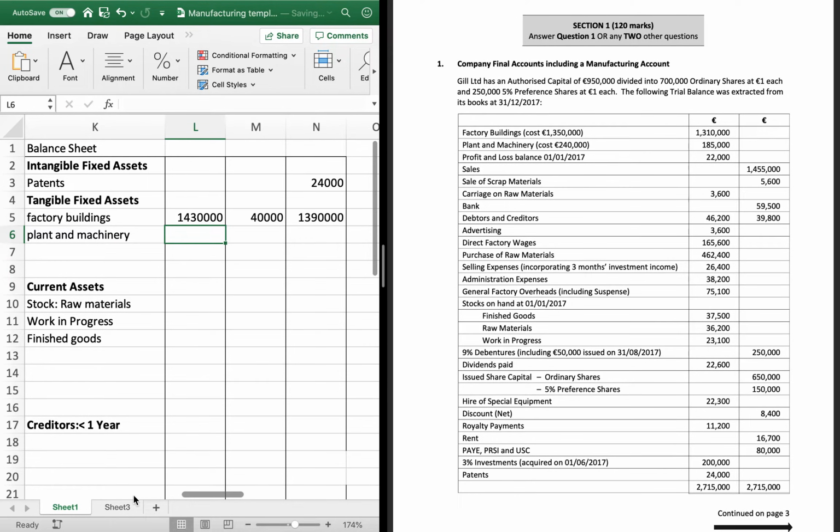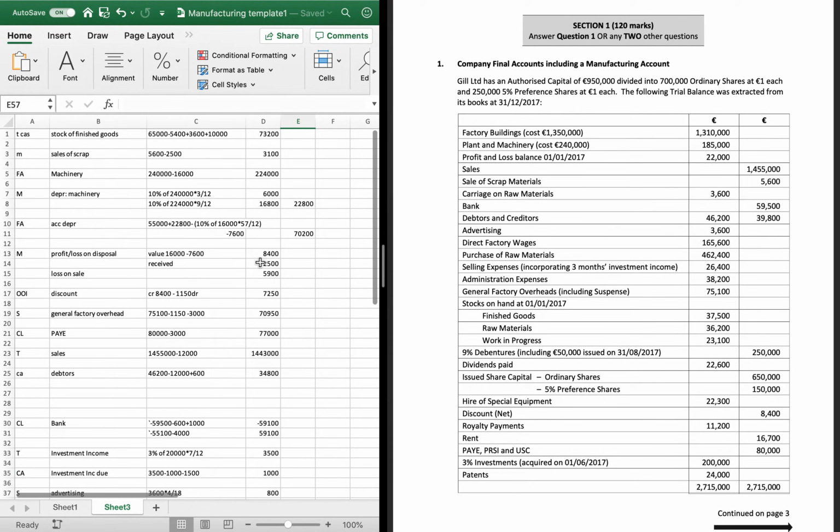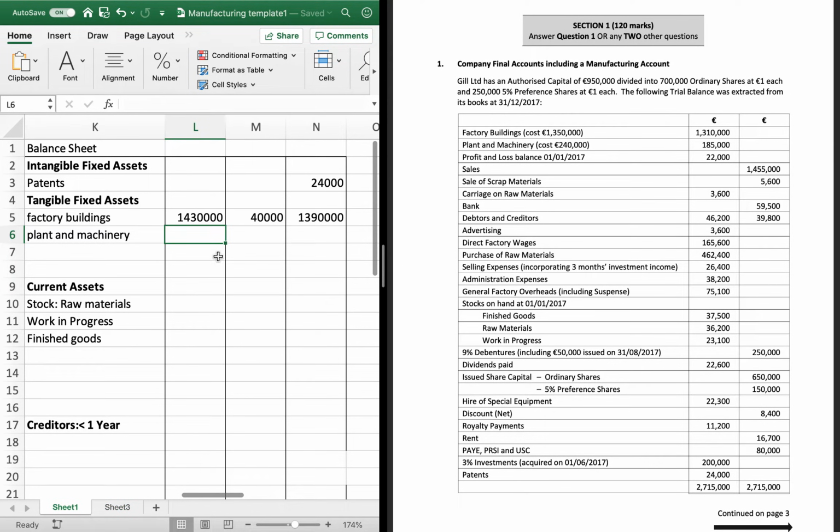Okay, your plant and machinery. From our workings, it was 224 something. Yeah, 224. And the depreciation number we're looking for is 70,200, which we'll take away as well. There shouldn't be any other fixed asset. So we'll add up our fixed assets. That's the number we're interested in there, 1,543,800.